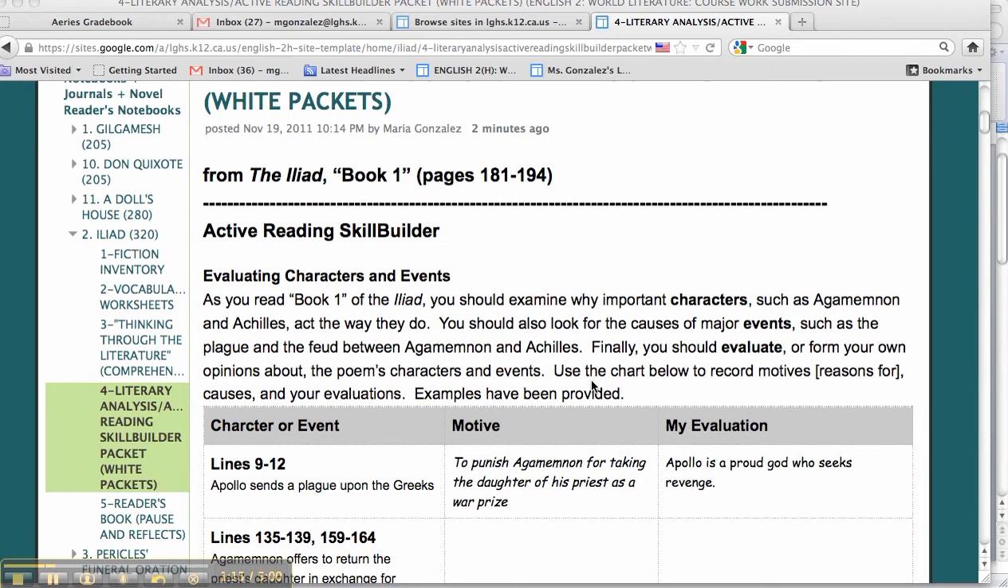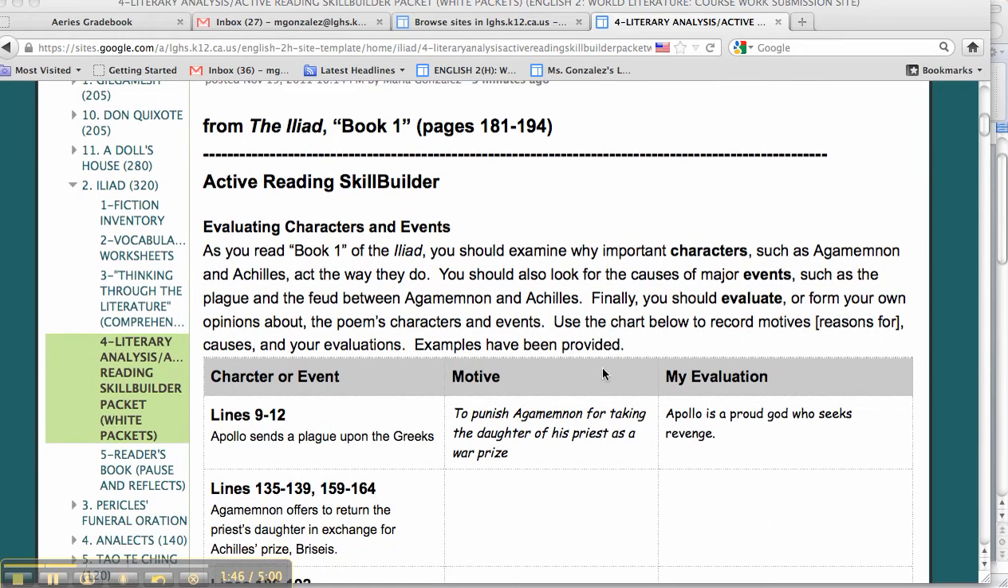So I'm just going to go ahead and quickly read the directions. As you read book one of the Iliad, you should examine why important characters such as Agamemnon and Achilles act the way they do. You should also look for the causes of major events, such as the plague and the feud between Agamemnon and Achilles. Finally, you should evaluate, or form your own opinions about, the poem's characters and events. Use the chart below to record motives, or in other words, reasons for causes, and your evaluations. Examples have been provided. So we have here our pretend student who's done the first one for us.